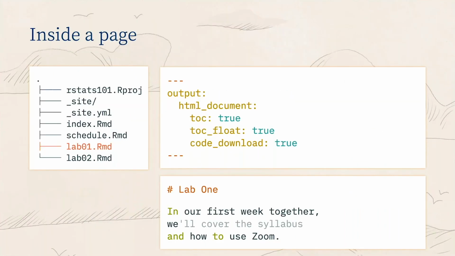Okay, Alison, good job. That's exactly what we see. You can set the YAML for each page if you want. It doesn't only have to be done in the _site YAML file. And if you want the output options to apply to every single page, that's when you would choose to put it in the _site YAML file as opposed to the individual page.